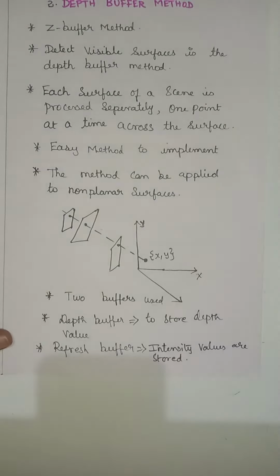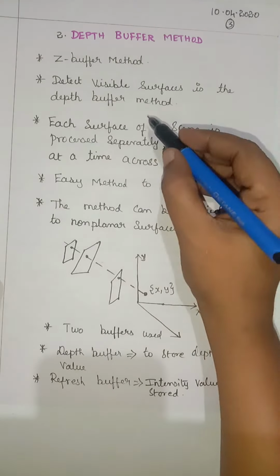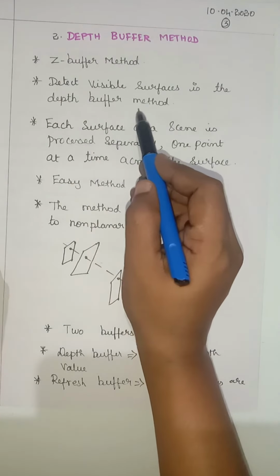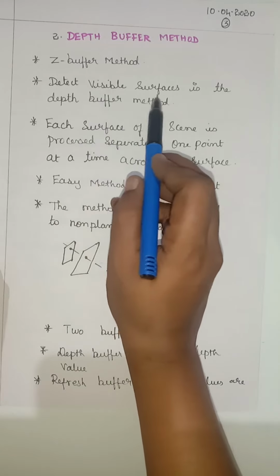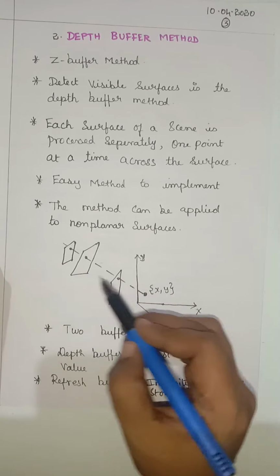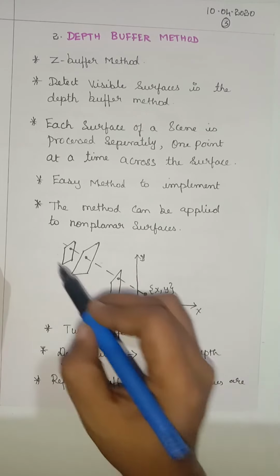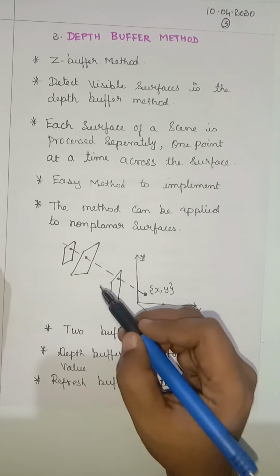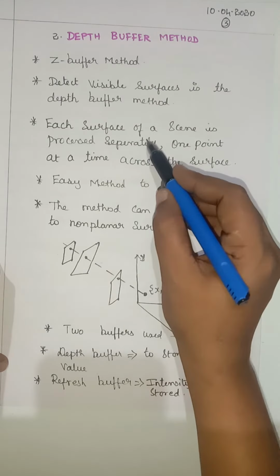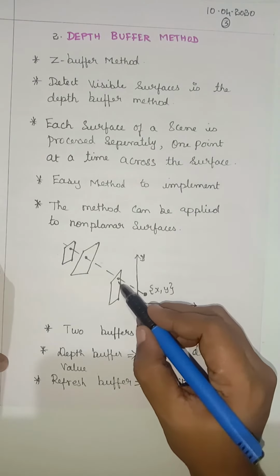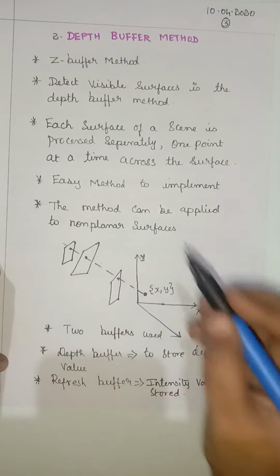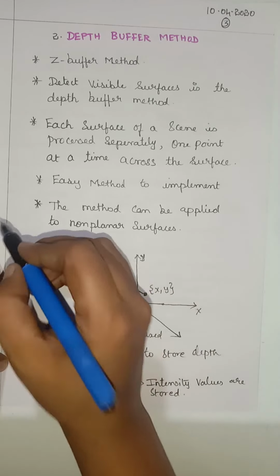And the next one is the depth buffer method. This method is also called the Z buffer method. It detects visible surfaces. In this case, a number of view planes can be identified, and surfaces of the view planes can be identified. It is easy to implement. The method can be applied to non-planar surfaces also. Each surface of a scene is processed separately, one at a time, across the surfaces. That is why it is called the depth buffer method.